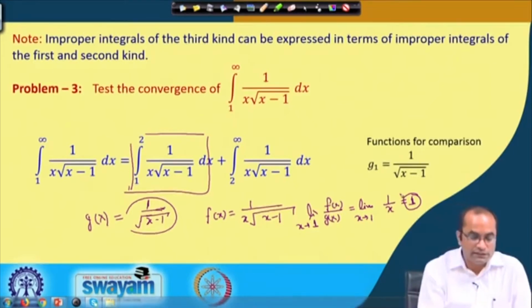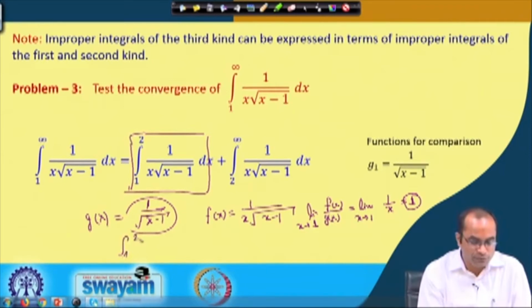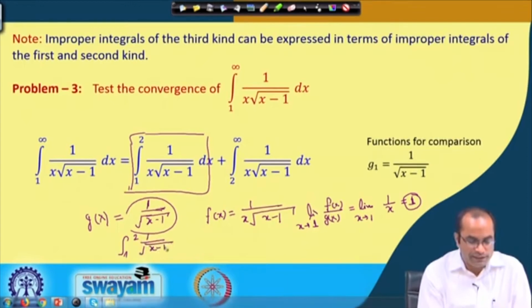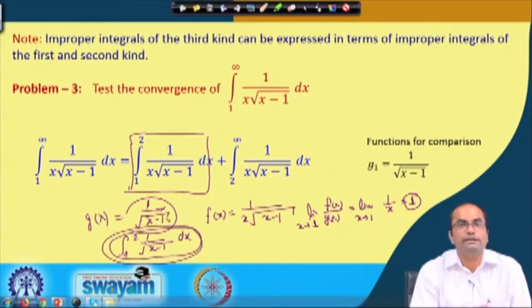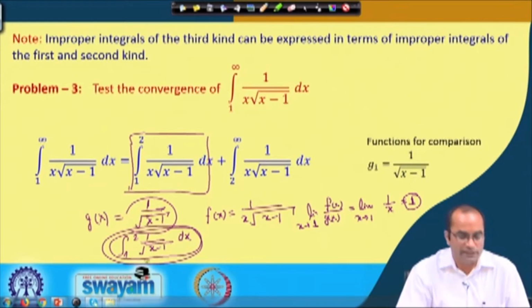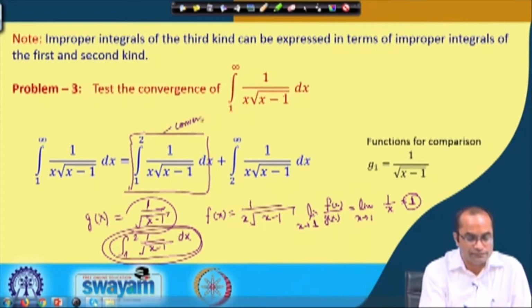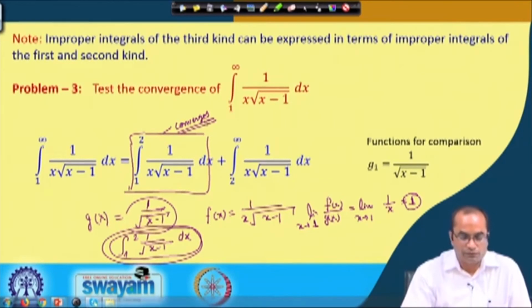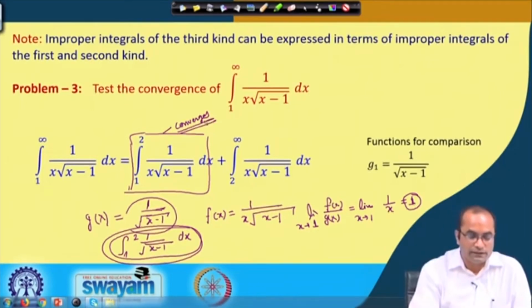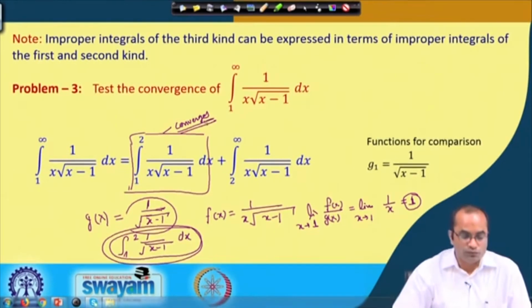That means the given integral and the integral of g, the integral from 1 to 2 of 1 over square root x minus 1, both behave the same. We know from the test integral that the integral from 1 to 2 of 1 over square root x minus 1 dx converges. So, hence the given integral also converges. We have seen from the comparison test that this integral of type 2 converges.